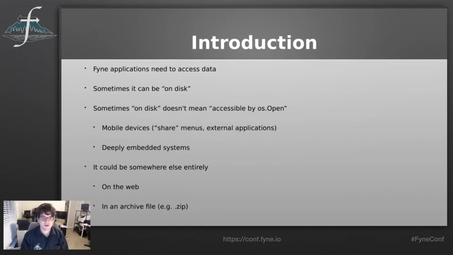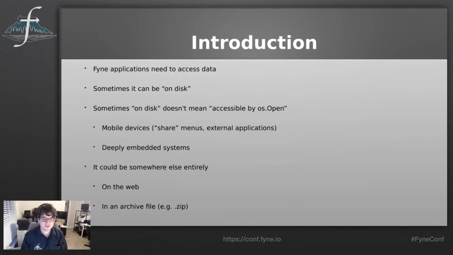So to start off with, what's the lay of the land here? Applications written in Fyne need to access data. Most of them wouldn't be very useful if they couldn't. Sometimes this data could be on disk, like a file that you might think about in a typical desktop application. But sometimes on disk doesn't necessarily mean you can access it with os.open.